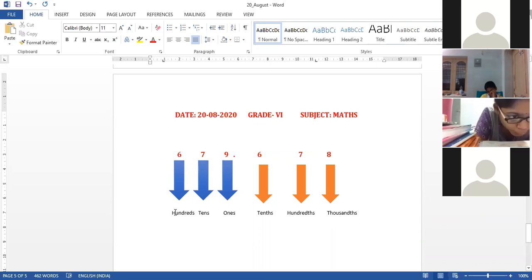Students, observe here. This is hundreds and this is hundredths. Both are different. Hundreds means before the decimal point. Hundredths means after the decimal point. Very clear picture I have given, students.